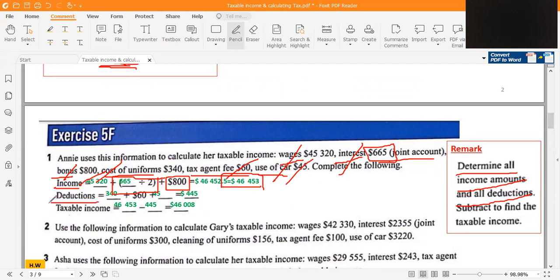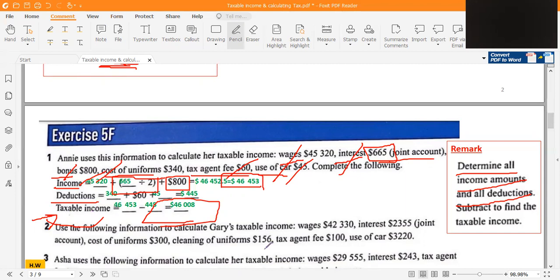We subtract deductions from income to obtain taxable income. So we obtain the taxable income, the amount on which we will calculate the tax, which is $46,008. So to obtain the taxable income, we determine all the income amounts and subtract all the deductions.